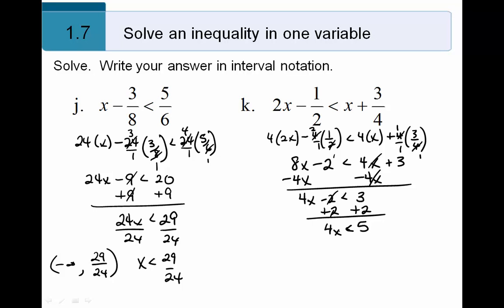With the variable term on one side and the number on the other, the fourth and final step is to remove the coefficient, and to do so we must divide both sides by 4. That gives us x is less than 5/4. Now, in interval notation, we're looking for numbers less than 5/4. Since 5/4 is not a part of the set, we'll put a parentheses at 5/4. Since we're looking for numbers less than it, that would extend to the left to negative infinity.